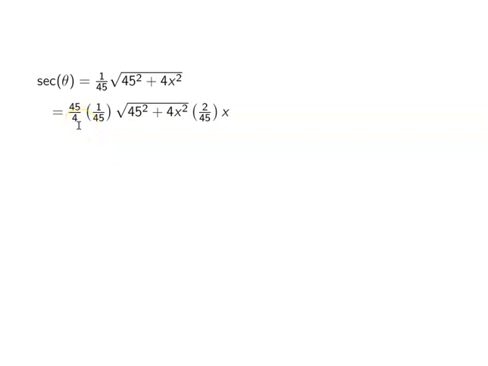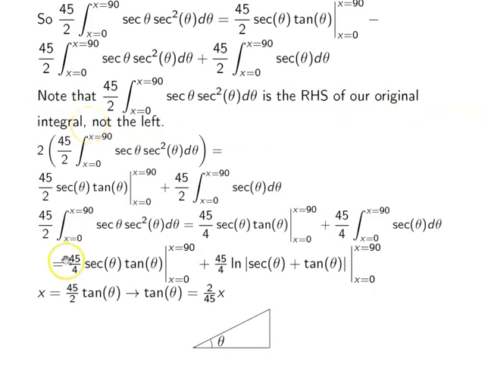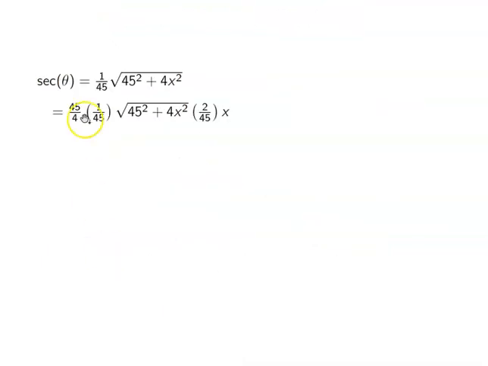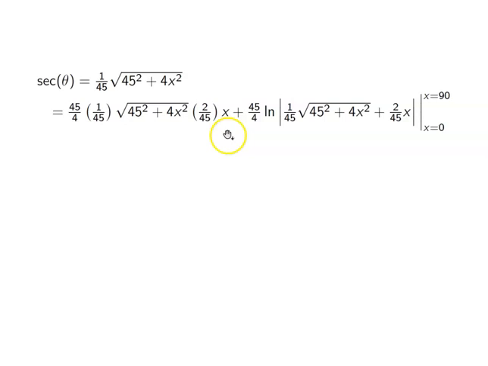So for my integral, throwing everything back in there here, 45 over 4, I'll throw in my secant, which is that hypotenuse over 45, and then my tangent, right? So here we're just throwing everything together. 45 over 4, this is the secant, and then this is the tangent, okay? That's the first part. Plus, now I have 45 over 4 times the natural log of secant plus tangent, and all of this is evaluated from the same bounds, 90 and 0.